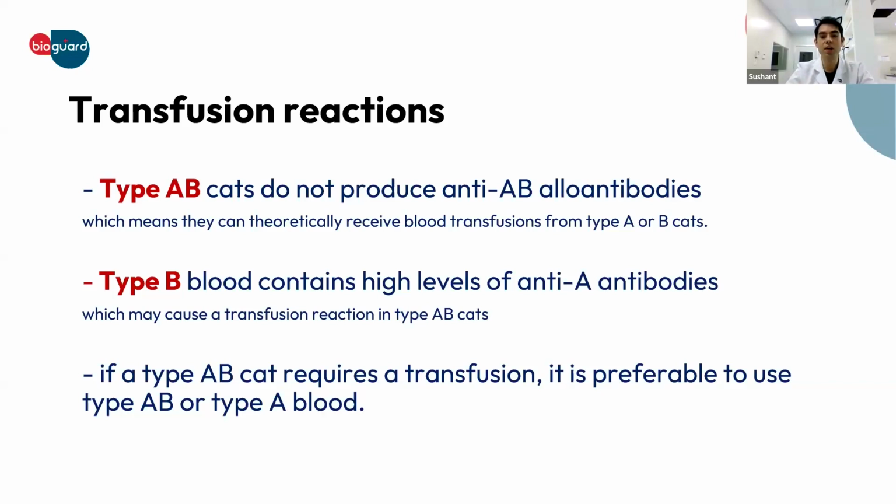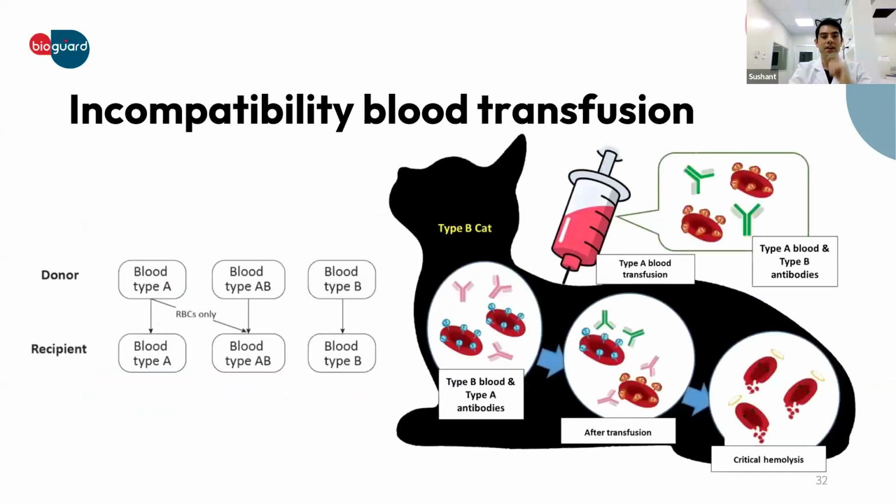So that's why a donor with blood type B cannot donate to blood type AB, right? Even though blood type AB doesn't have anti-AB antibodies in its plasma.